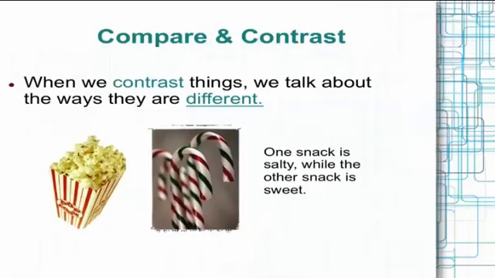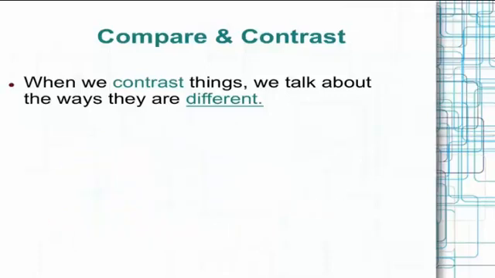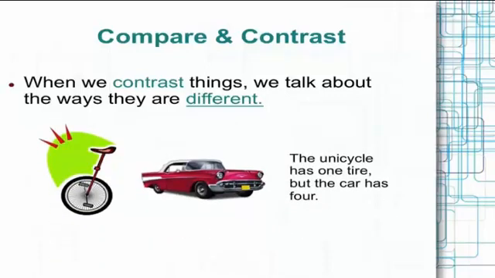For example, here's a picture of popcorn and some candy canes. The popcorn is salty, the candy canes are sweet. Another contrast you want to make, the popcorn is relatively soft and candy canes are hard. Here's a picture of a unicycle and a car. Well, to compare them, they're both modes of transportation, but if you wanted to contrast them, you would say, well, the unicycle has one wheel or one tire, but the car has four. That's the most obvious difference, and I'm sure you can see others there as well.